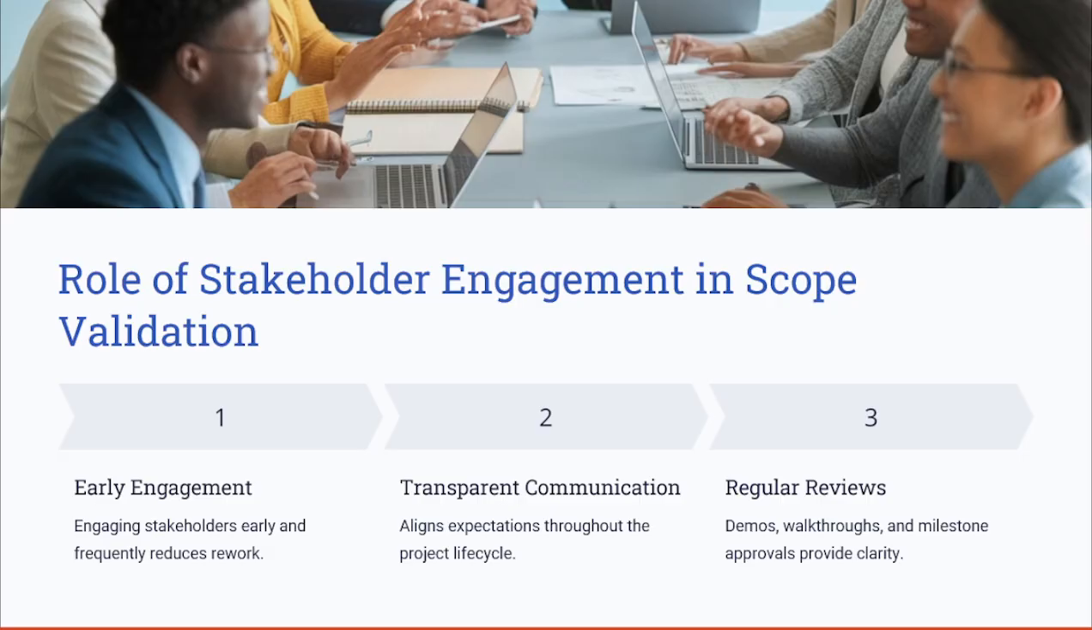Now let's look into the role of stakeholder engagement in scope validation. Stakeholders, as we've discussed many times, play a major role in validating the scope. If they are engaged late in the process, they might reject the deliverables because they don't match their expectations. To prevent this, project managers should maintain continuous feedback loops.